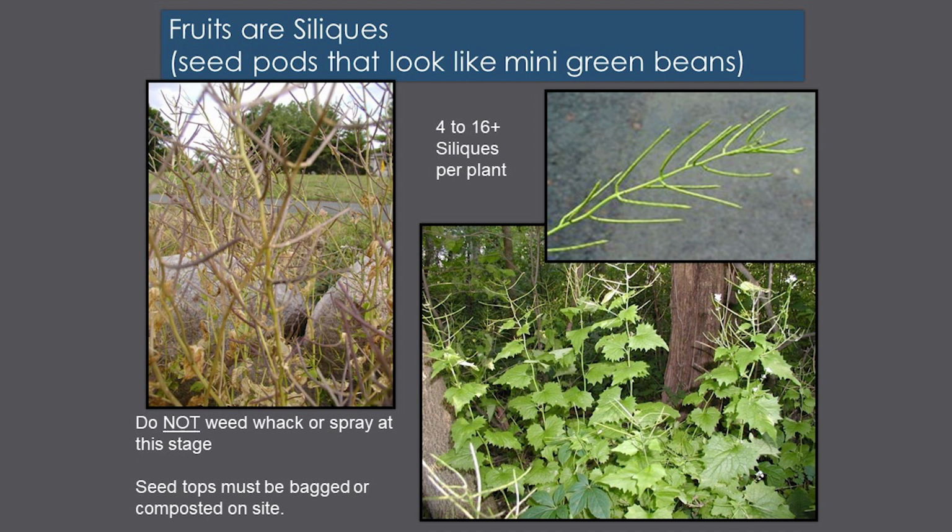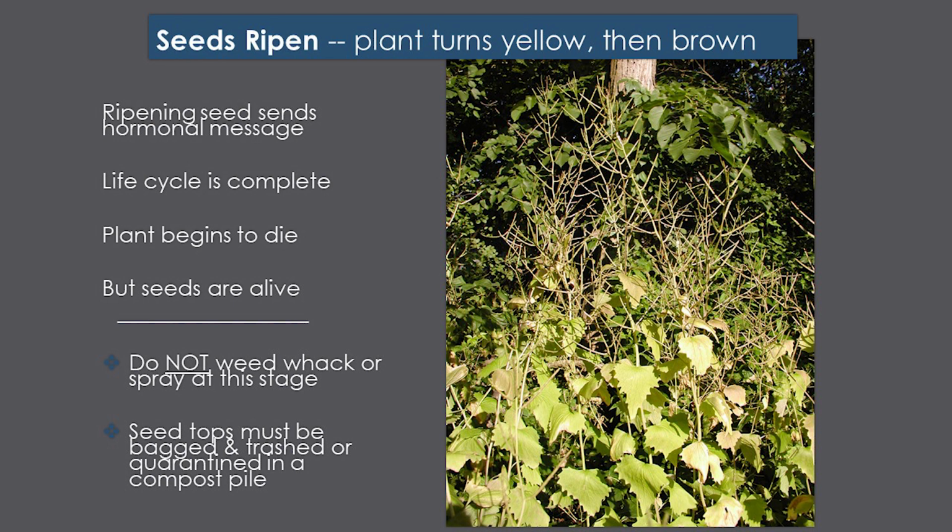And here's just another example. It has to be dealt with. We'll talk more about that. Okay. Seeds ripen. The plant turns yellow, then brown. So then the plant is dying. Now, once they're in the seed pod stage, you do not spray or weed whip. If you weed whip, you're just going to be spreading seeds all over the place.